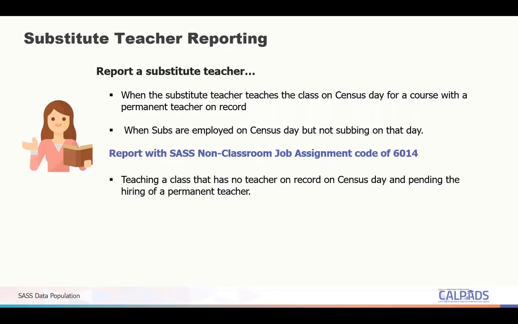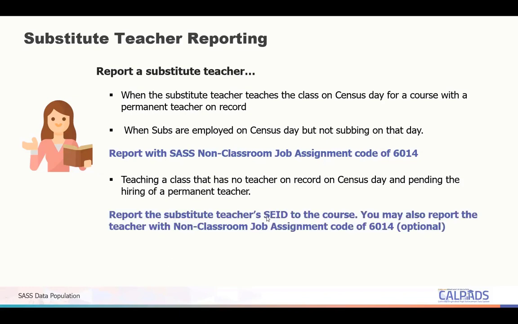However, if a substitute teacher was teaching a class that has no teacher on record on census day and pending the hiring of a permanent teacher, that particular teacher will then be the teacher on record. And as such, you report the substitute teacher SEID to the course. You may also report the teacher with the non-classroom job assignment code of 6014, but this is optional since you already assigned the teacher to a class.